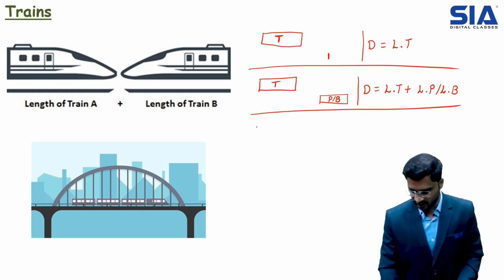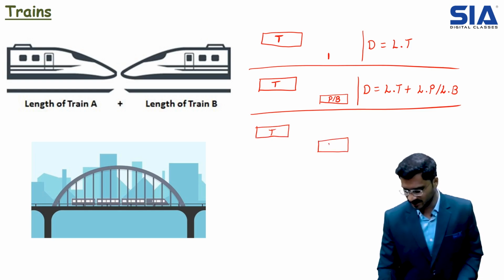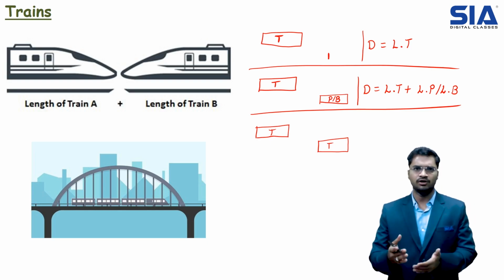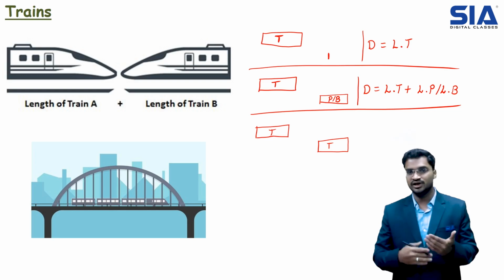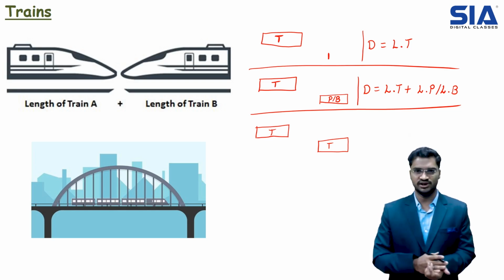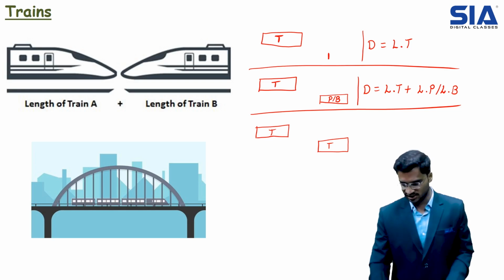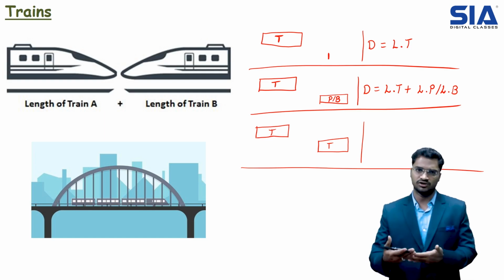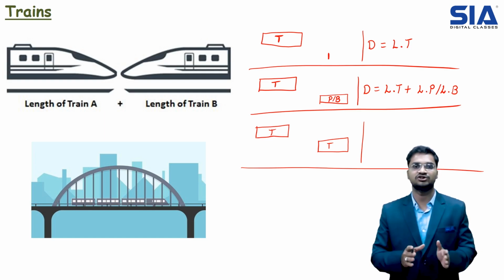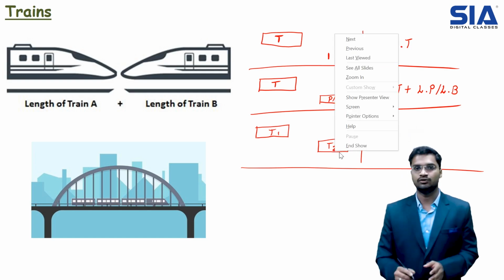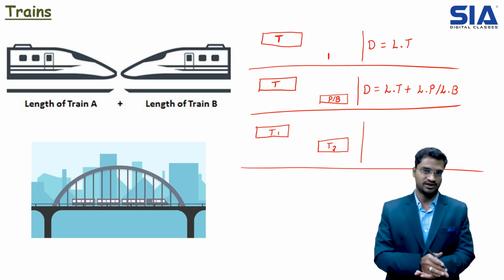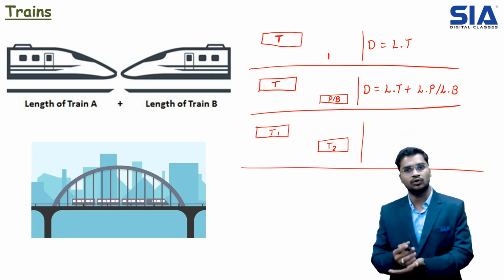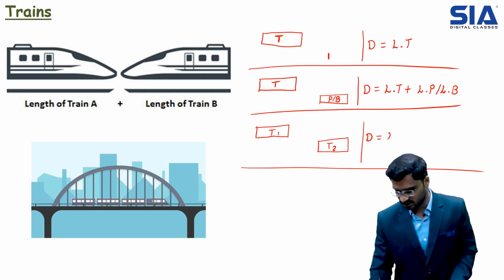And in the same way, when two trains are going, irrespective of their relative speed or in which direction they are going, whether in the same direction or in the opposite direction, if both of the trains are crossing each other, train 1 should cover the distance of itself, and then it should cover the distance of train 2 also. Here the distance is length of train 1 plus length of train 2.